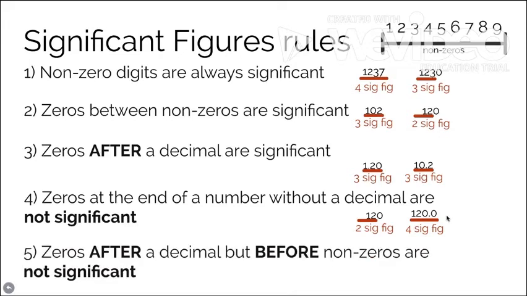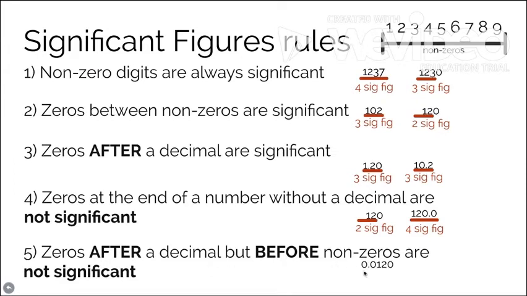And finally, rule number 5. This might be the most confusing one, so make sure that you pay close attention to this one. The zeros that come after a decimal but before non-zeros are not counted as significant. So let's actually see what we're talking about.